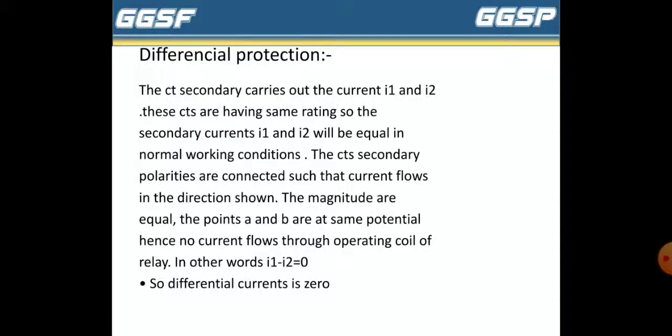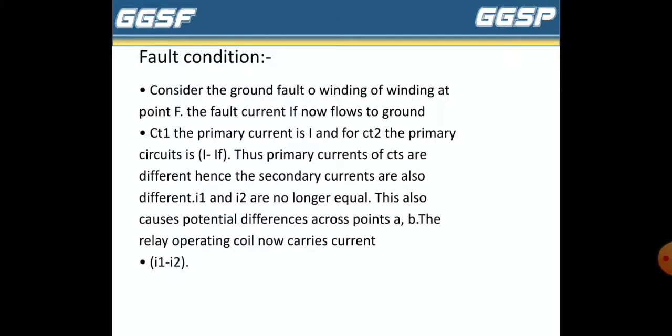These CTs have the same rating, so the secondary currents I1 and I2 will be equal in normal working conditions. The CT's current polarities are connected such that the current flows in the direction shown. The magnitudes are equal. The points A and B are at the same potential, hence no current flows through the operating coil of relay. In other words, I1 minus I2 is equal to 0. So differential current is 0.